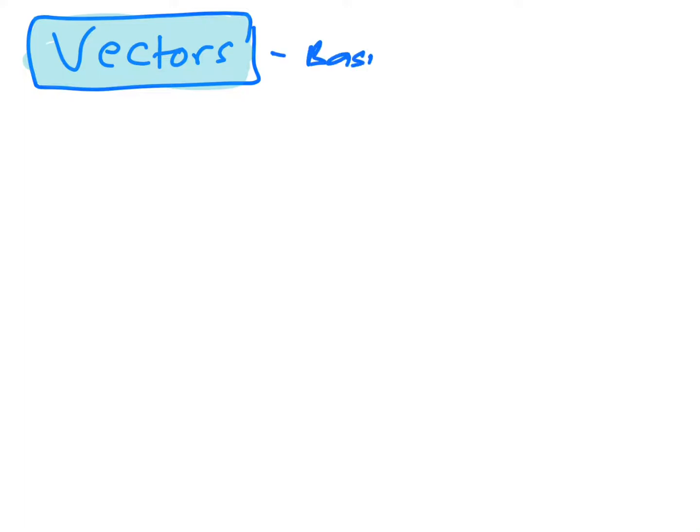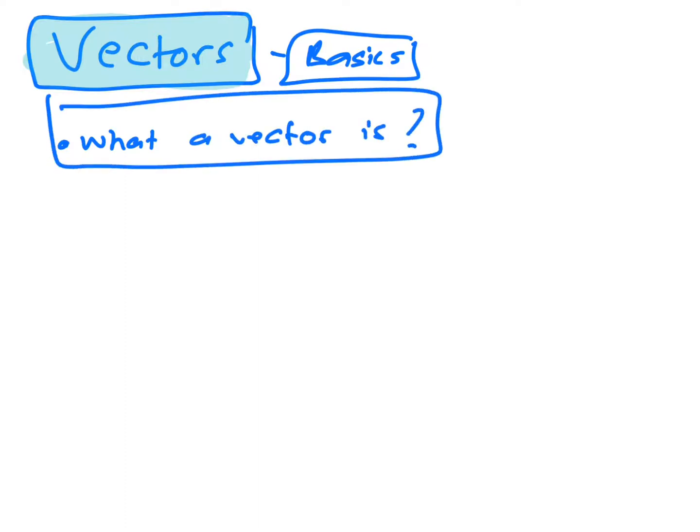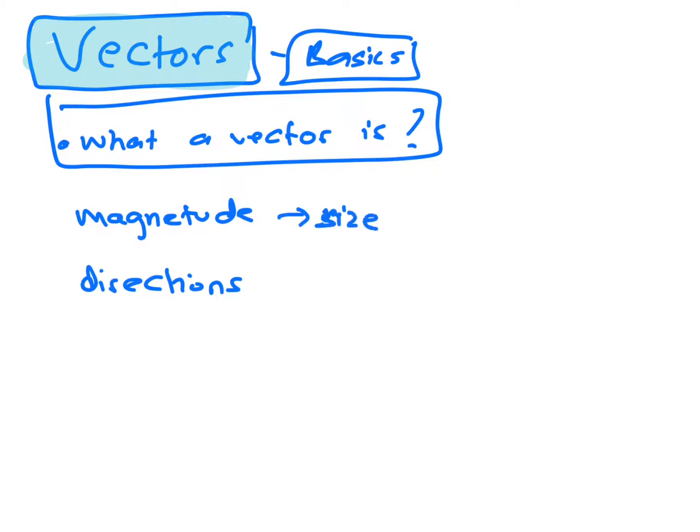Okay, so I'm just going to run through some vector basics. First of all, let's just look at what a vector is. A vector basically has magnitude and direction. That's all good, but the question is, what is magnitude? Now, magnitude is actually size. How big is it? What is its length? The direction is which way it is going.